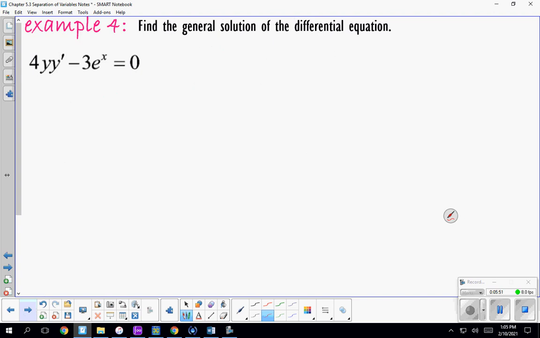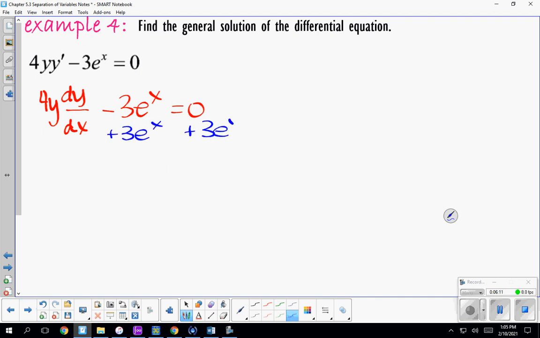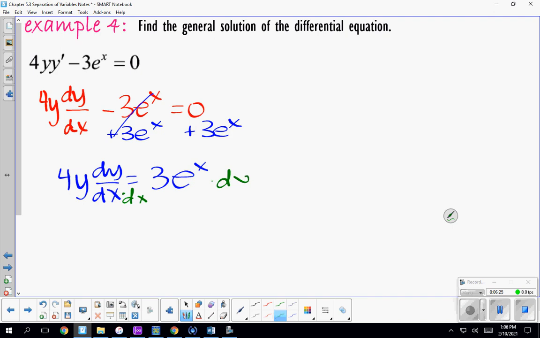Okay, now again, here we're just finding the general solution. Instead of writing that as y prime, I'm going to write it as dy dx, just so that we can see our notation. So dy dx minus 3e to the x equals 0. Remember, independent variables need to be on the right. So I'm going to add 3e to the x to both sides so that I get 4y dy dx equals 3e to the power of x. And finally, I'm going to multiply both sides by dx, and I get 4y dy equals 3e to the x dx.